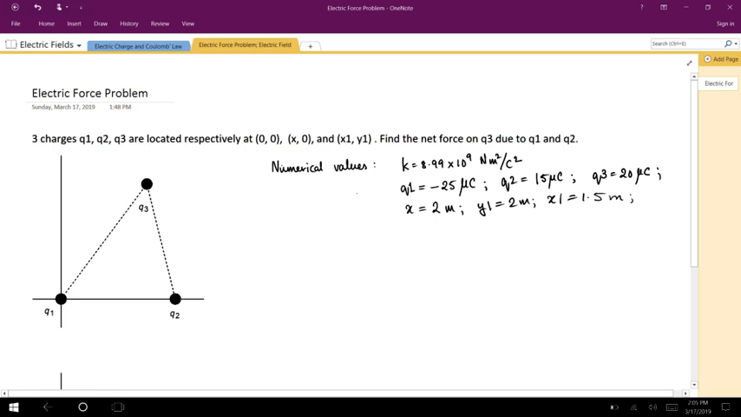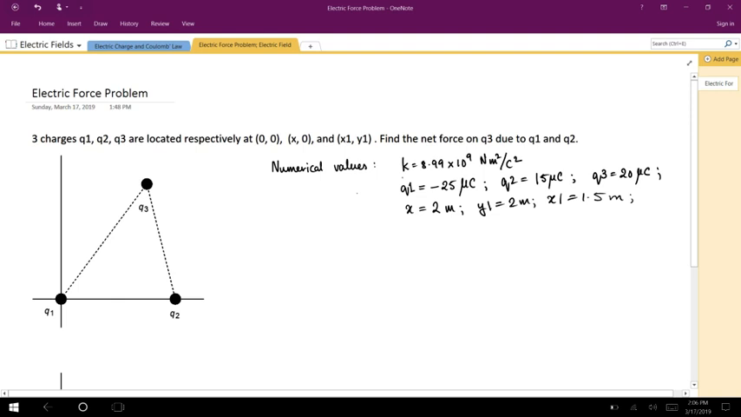They're located respectively at 0, 0, which is the origin over here, x comma 0 for Q2, which is along the x-axis, and then the third one, Q3, is at x1 comma y1, where we will treat x, x1, and y1 as variables, and so will we treat Q1, Q2, and Q3 as variables. And we are expected to find the net force on Q3 due to Q1 and Q2.